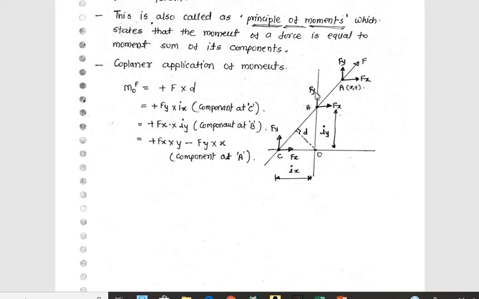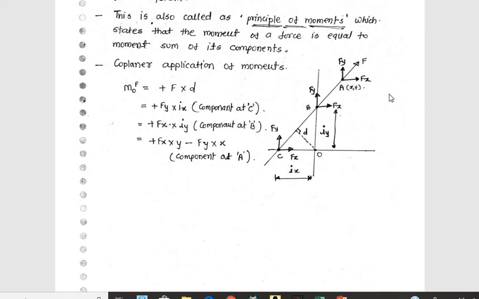Okay, so it is not having any distance, so its moment of Fy is 0, but Fx is having some distance, that is Iy. It is again creating a plus moment, so plus Fx into Iy. This is about B. Now at A, there are both Ix as well as Iy.